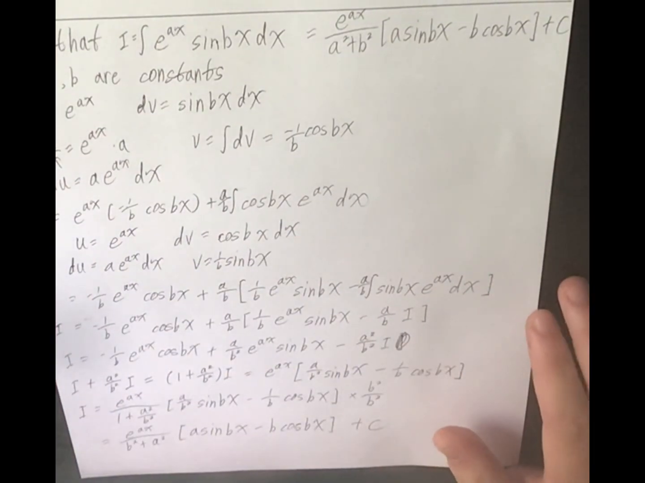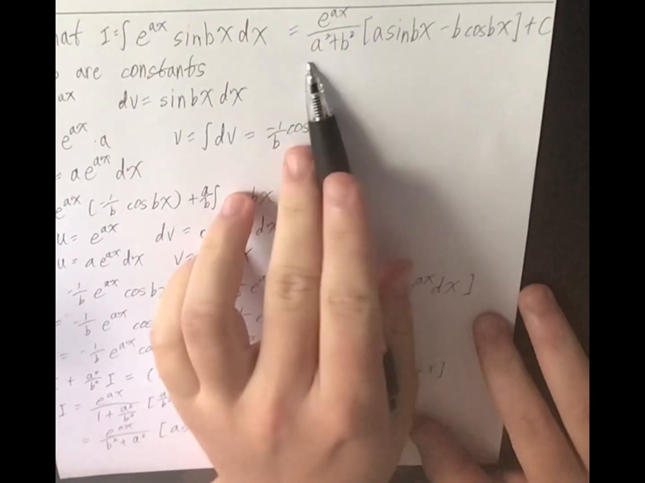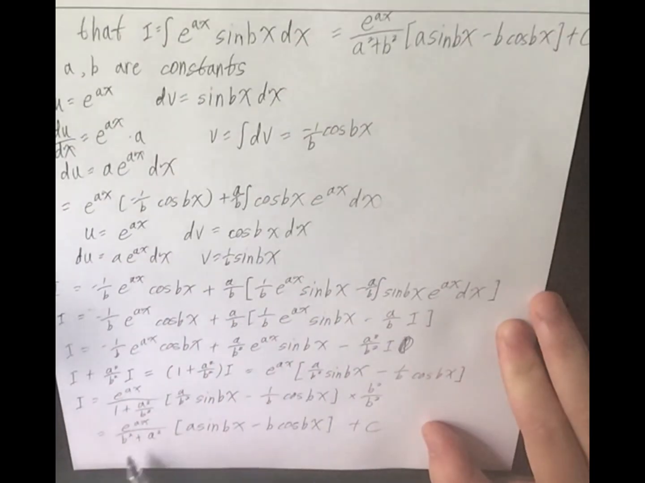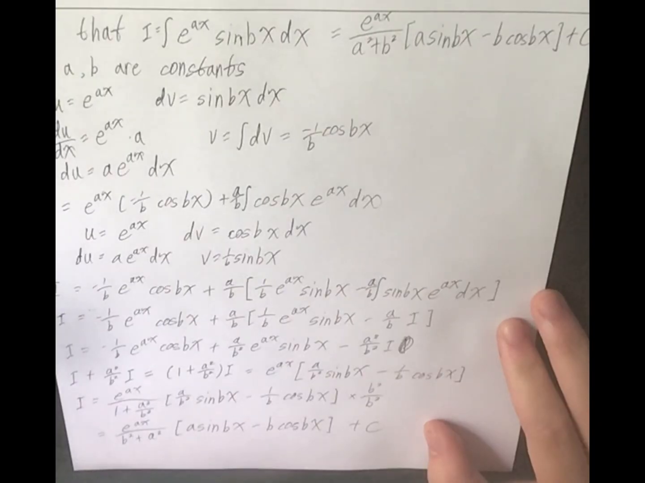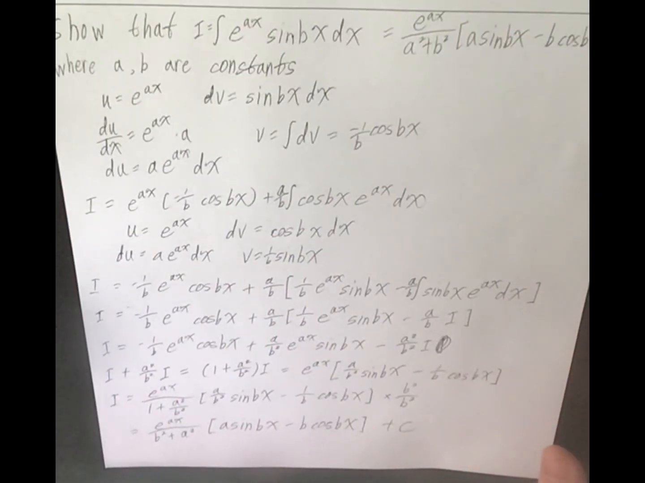And now you realize it's the same as the question. So it's what the question asks you to show. B squared plus a squared is obviously the same as a squared plus b squared. So that's the end of all the workings out.